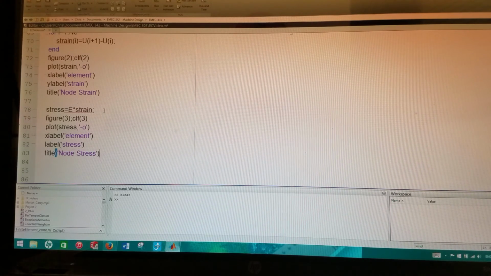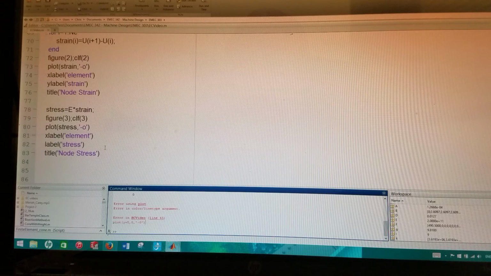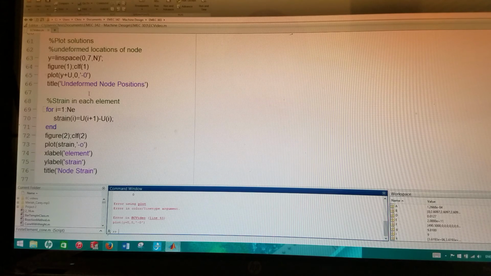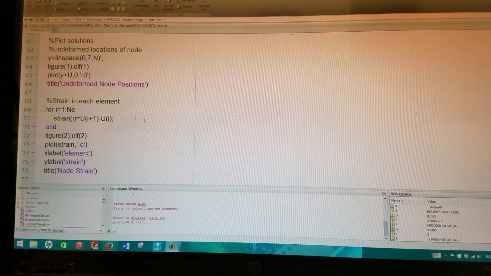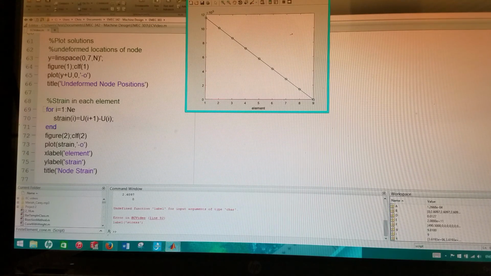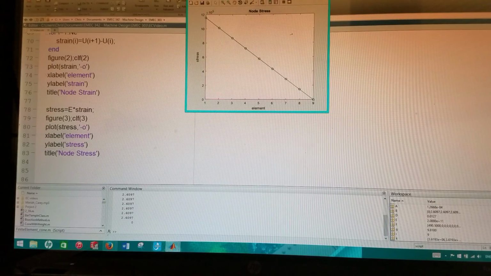So now we're ready to see if our results were reasonable. So again, error in line 65. And it's because I didn't use an O there. And then I also have a mistake in line 82 because I didn't say Y label. And now we have all our results.